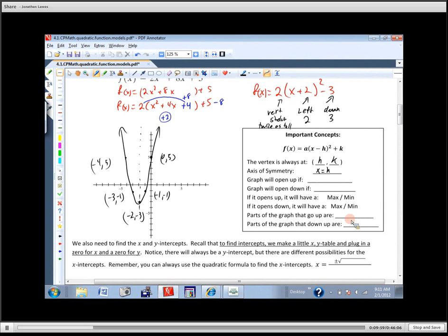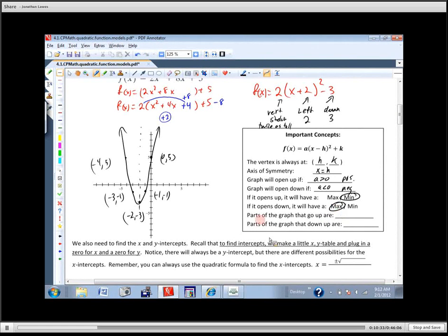How do we tell whether it opens up or down? Okay. If a is greater than 0, in other words, if it's positive, it opens up. It'll open down if a is less than 0, or in other words, if a is negative. Okay, this part's a little bit counterintuitive. If it opens up, will it have a max or a min? If it opens up, it's got a very bottom. That seems kind of weird. If it opens up, you'd think max, but it has a min. Okay, and if it opens down, it'll have a max.